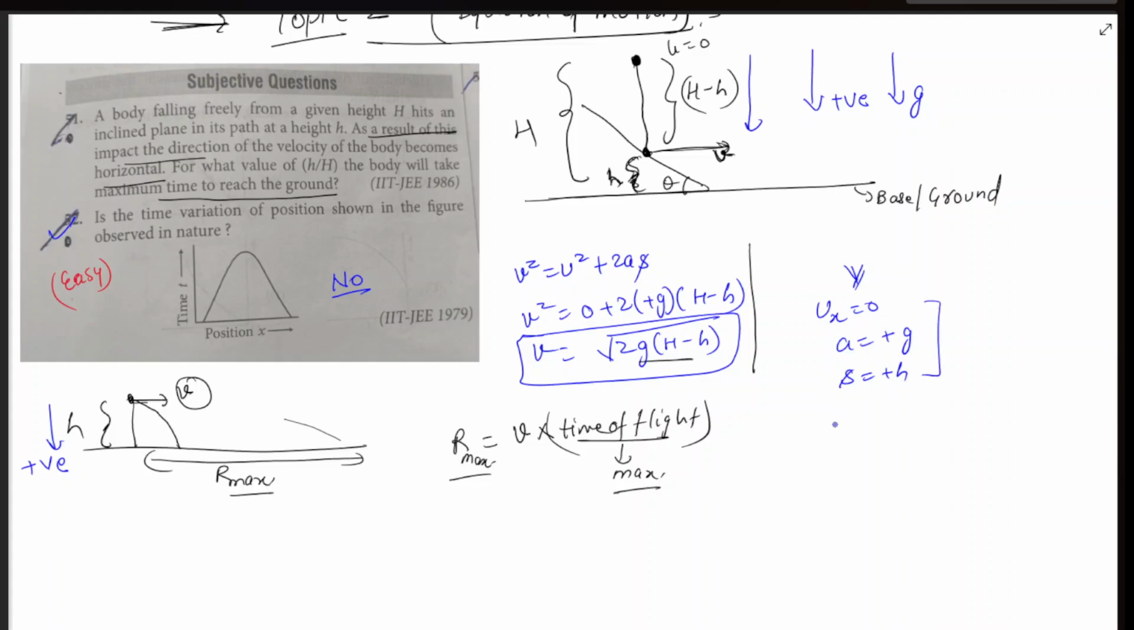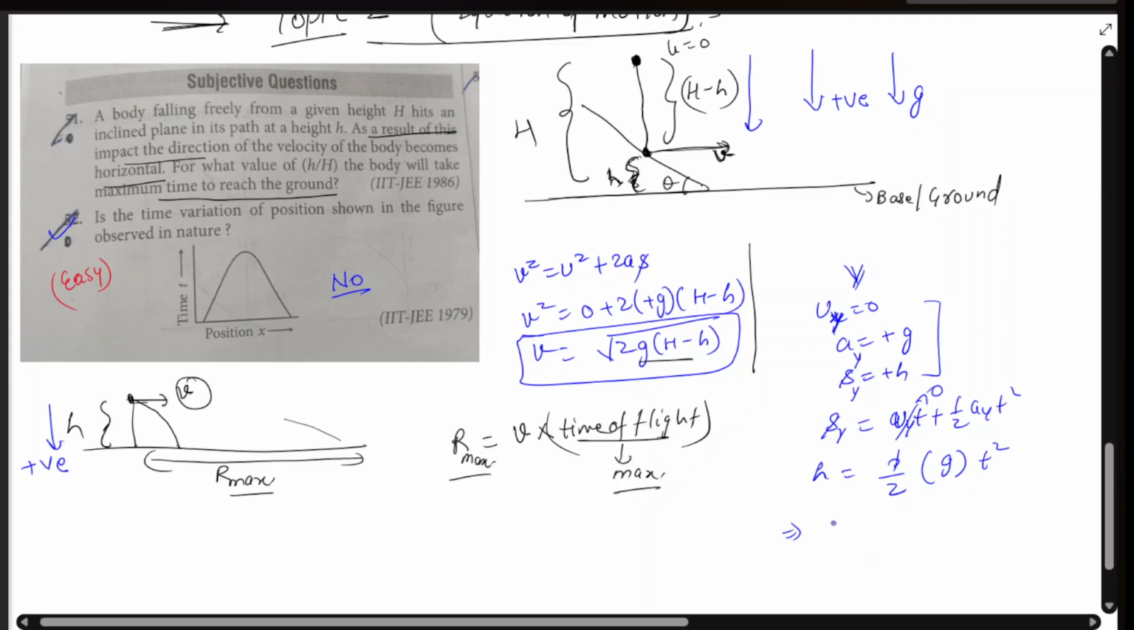So which equation can I use? Sy. These are all y. Sy will be uy t plus half ay t square. Uy will be 0. Sy will be h, which equals 1 upon 2, acceleration will be g, and this t square, right? So t turns out to be what? Root 2h by g, right?